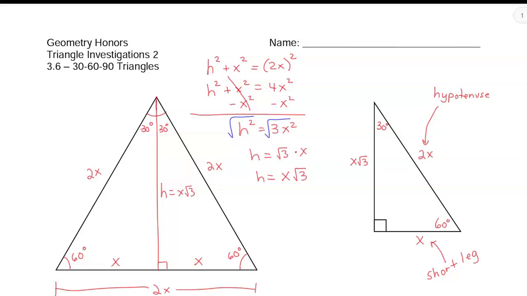And notice how it has a length of x. So it's always half of whatever the hypotenuse is. And then this x root 3 side is across from the 60-degree angle. It is the long leg of the 30, 60, 90 triangle.